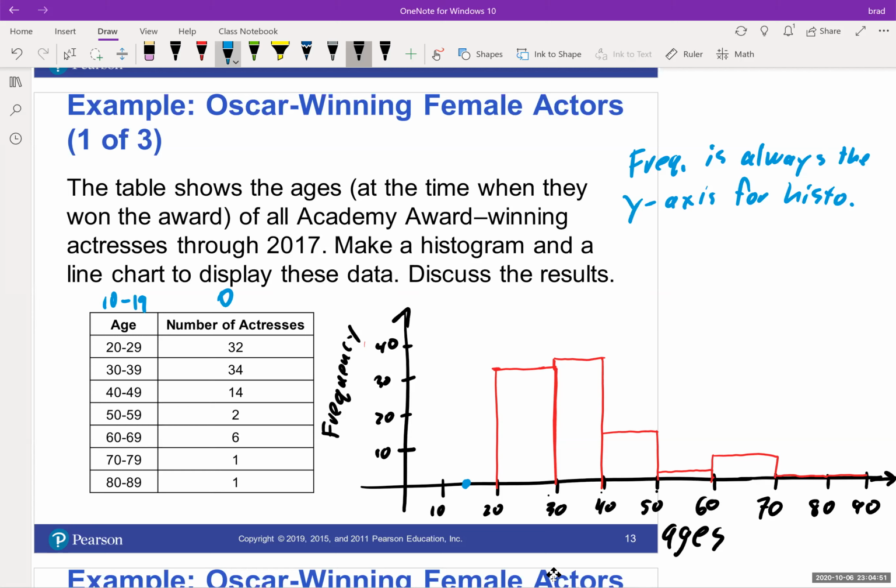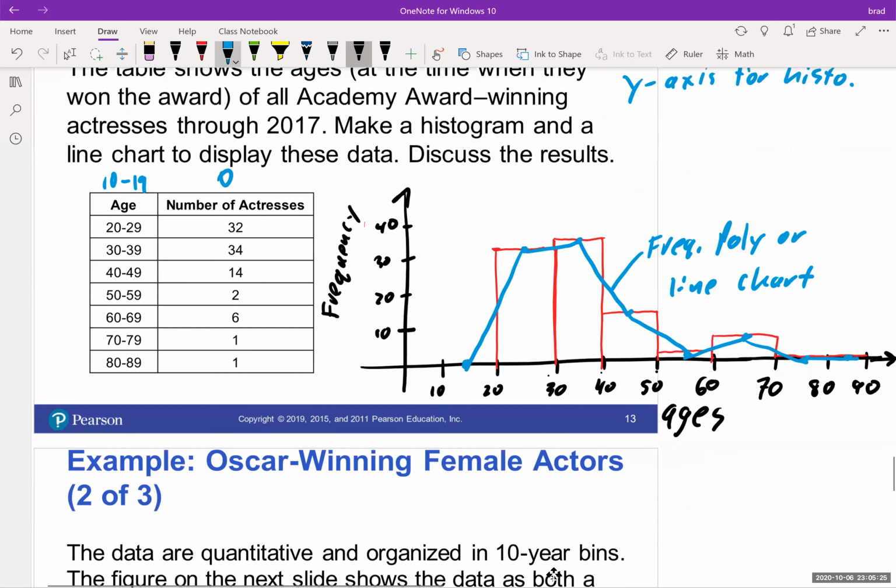So that's the midpoint. Let's do the midpoint right here, midpoint here, and so on for each class. And let's connect this. So this would go boom, and you connect it with line segments. Okay, and that would now be my frequency polygon or line chart. Okay, so hopefully that explains that one pretty well. I just wanted to go through one of those with you.